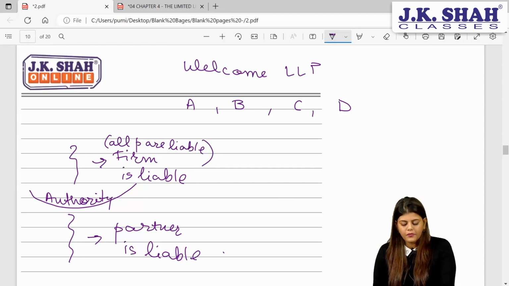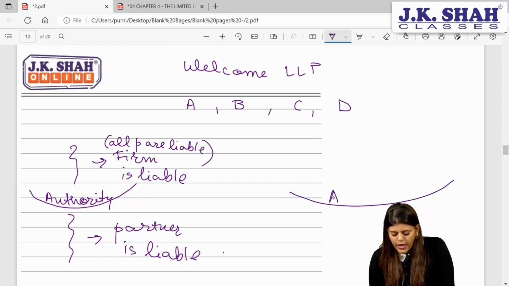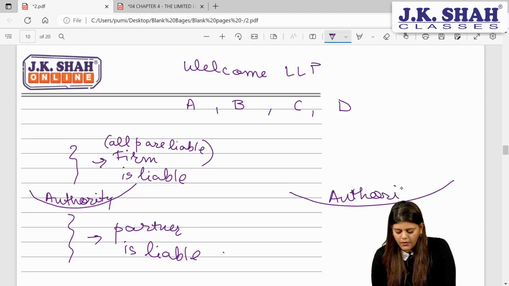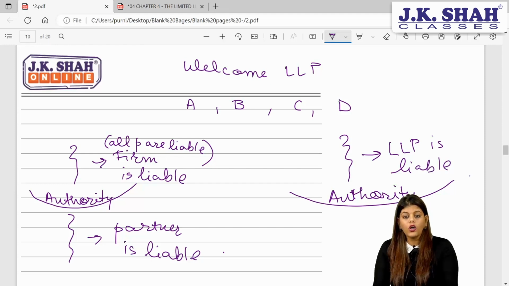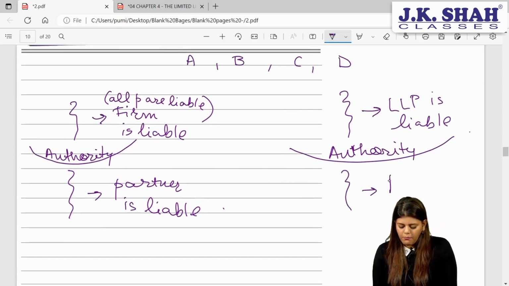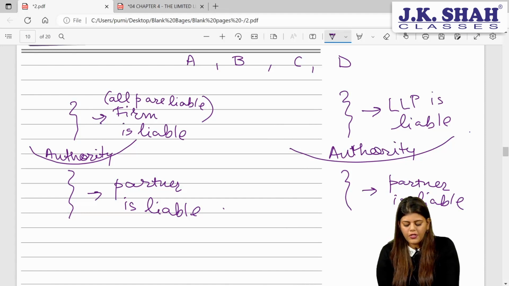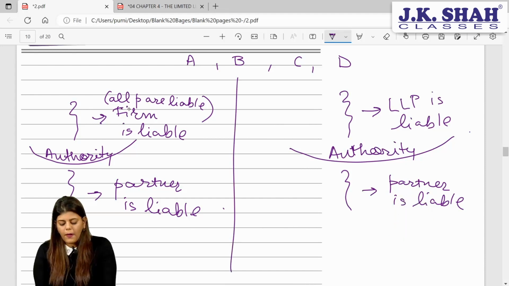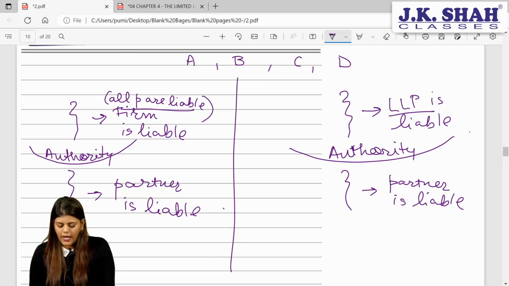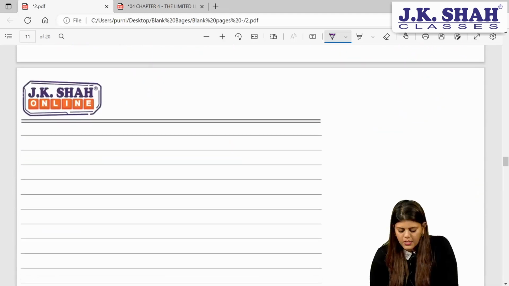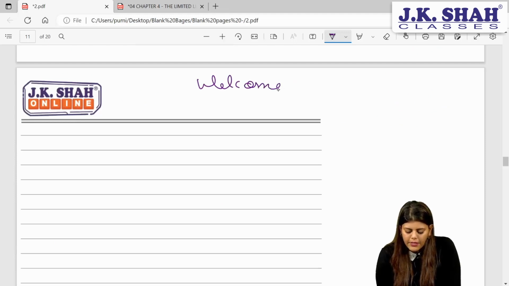But in case of LLP, again there is some authority given to every partner. If the partner acts within authority, LLP is liable. When I say LLP is liable, not all partners, LLP itself is liable because of separate legal existence. And beyond authority, partner is liable. So see the difference between normal partnership and LLP. Here all partners are liable, here LLP itself is liable. Keep this in mind.